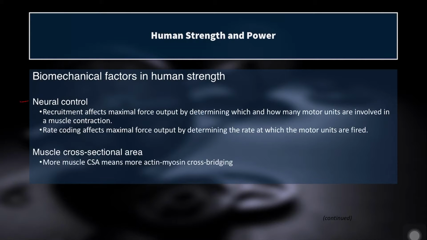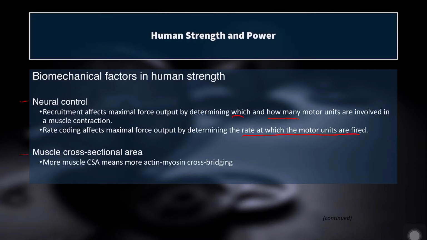Now, as I mentioned, we have two primary components for strength and for power. The first is neural control. Now, we've spoken before about recruitment and rate coding. So recruitment affects maximal force output by determining which and how many motor units are involved in a muscle contraction. Remember that that's the only way for our muscle to grade the force output. It's through synchronous motor unit firing or through rate coding.